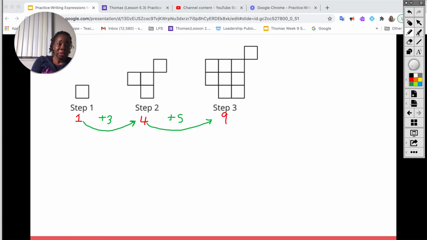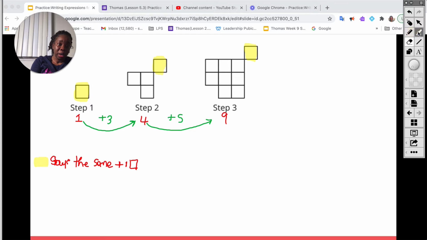So let's look at what I notice that is staying the same. There's a 1 square. There's a 1 square. And then what is changing in this? So let me write this down. What is staying the same? There is a plus 1 square.